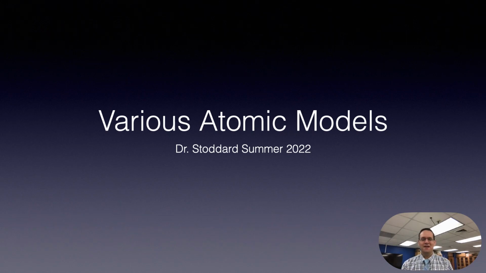Okay, one of the concepts we'll learn in this chemistry class are atomic models. How do you represent an atom that's too small to see? Do we just draw a ball? Do we draw dots and circles? And how do we actually represent the atom?